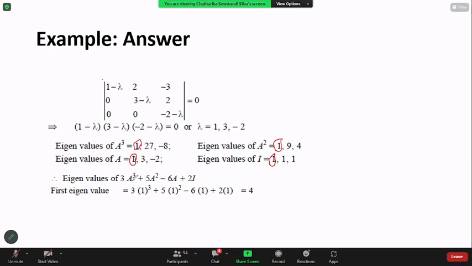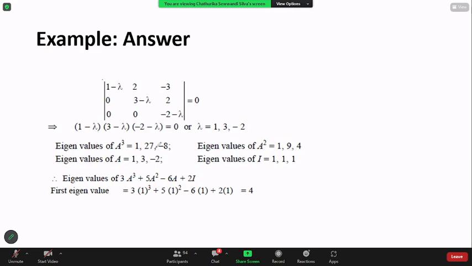3 times, instead of A, we are putting the eigenvalue. A cube with the first eigenvalue, 1 to the power cube, plus 5 A squared. So here A squared gives the first eigenvalue 1, 1 squared, minus 6A gives first eigenvalue 1, plus 2 times 1. So the first eigenvalue of this whole expression is 4.